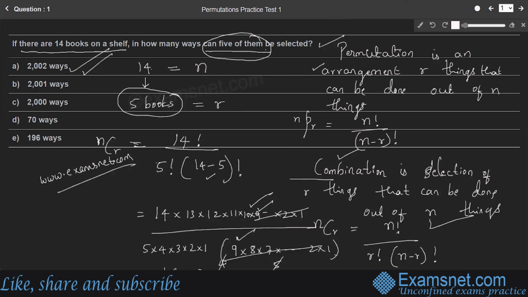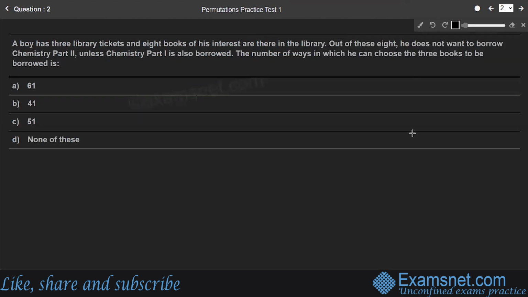Question number 2. A boy has 3 library tickets and 8 books of his interest are there in the library. Out of these 8, he does not want to borrow chemistry part 2 unless chemistry part 1 is also borrowed. The number of ways in which he can choose the 3 books to be borrowed is. So here, out of 8 books, the boy has to borrow three books because he has 3 library tickets.